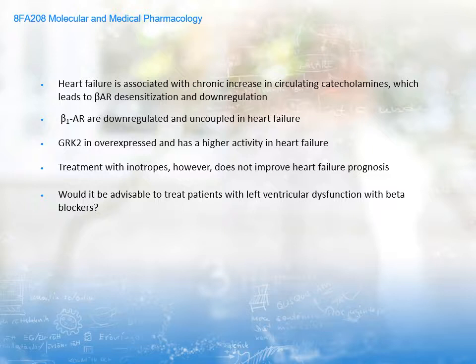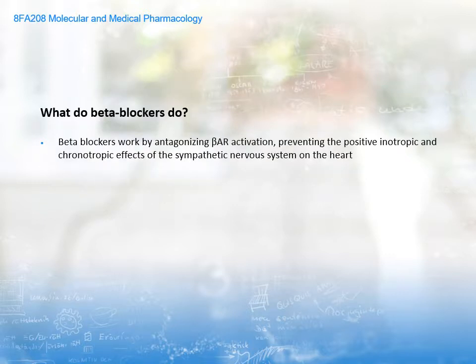What is a beta blocker? A beta blocker is an antagonist of the beta-adrenergic receptors. That means it will antagonize the receptor and decrease the response. Do you think that this is something that would be advisable to do? What would be the expected result of this? Beta blockers, as I said, antagonize beta-adrenergic activation, prevent the positive inotropic effect, prevent the positive chronotropic effect, and prevent the activation of the sympathetic nerves in the heart.